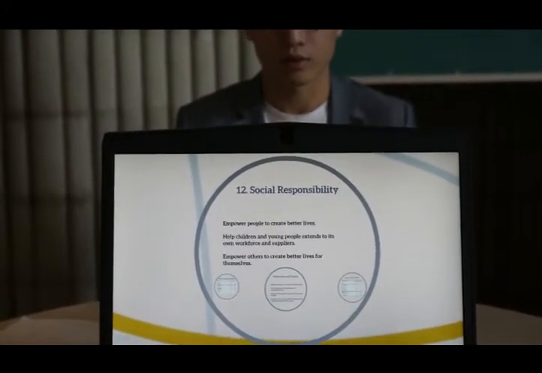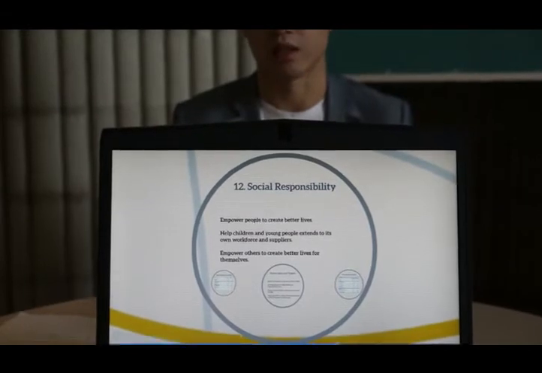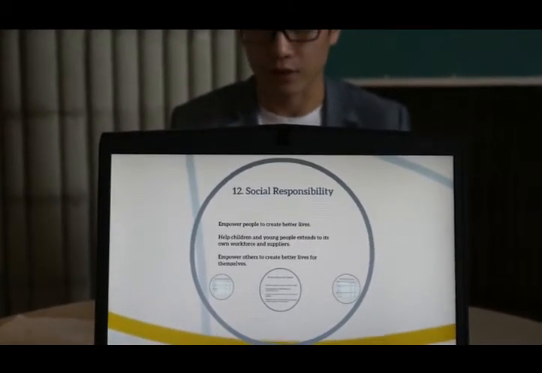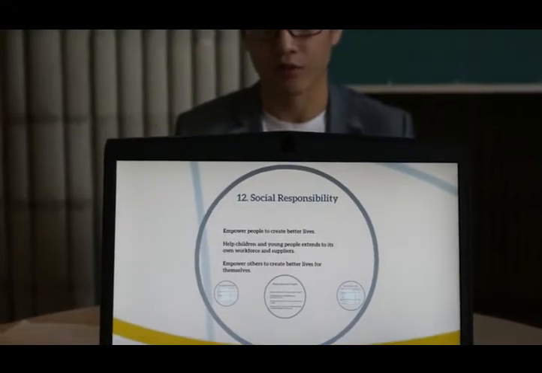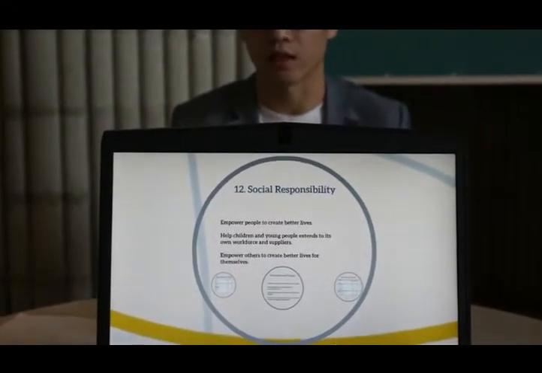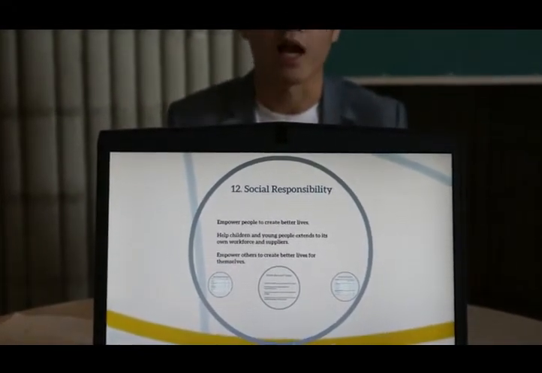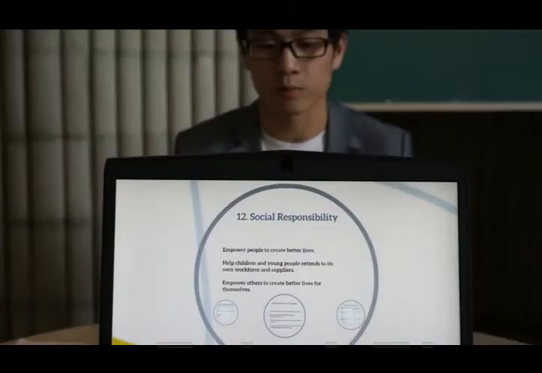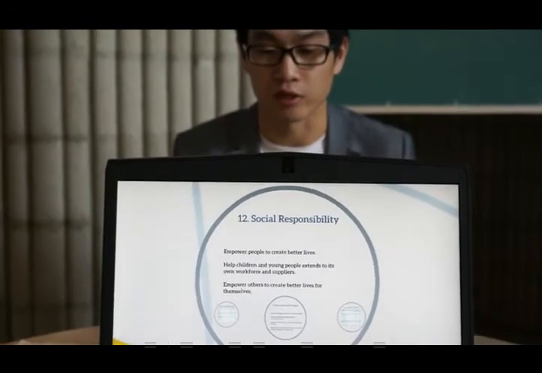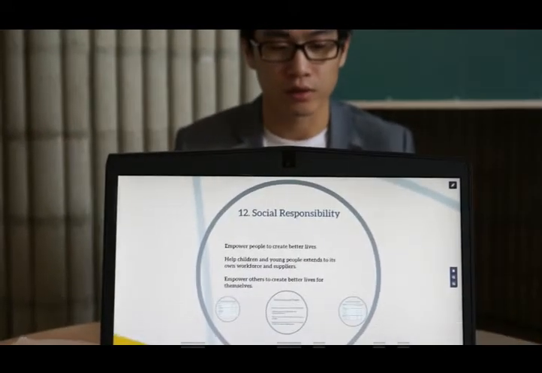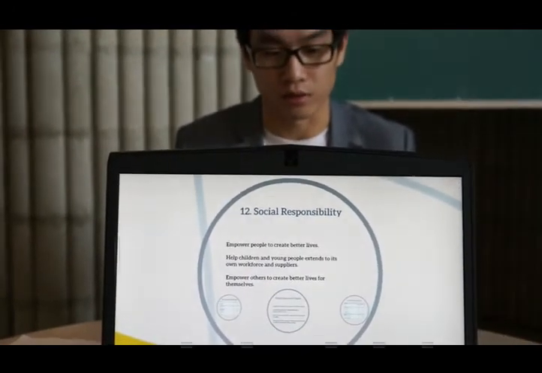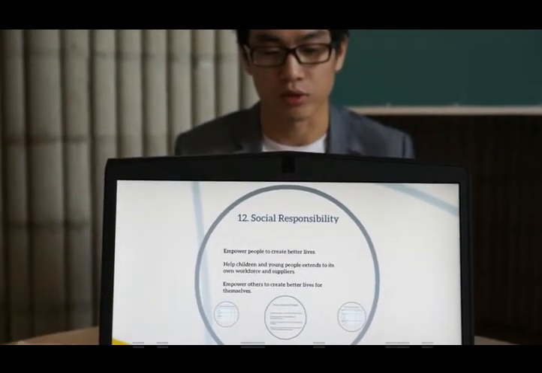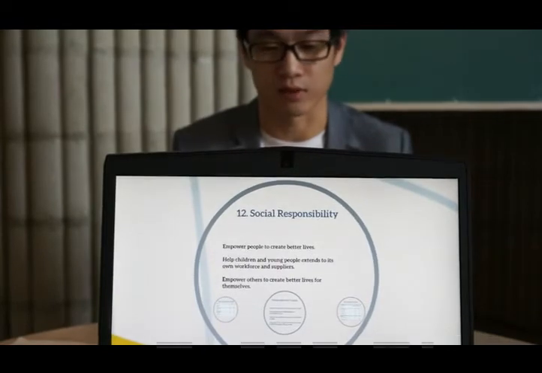IKEA wants to empower people within its extended supply chain to create better lives, to help those who end up facing poor working conditions and living in poverty. IKEA talks directly to the people working in its supply chain to better understand the challenges. Protecting children's rights is also an important focus for IKEA. IKEA wants to empower others to create better lives for themselves.